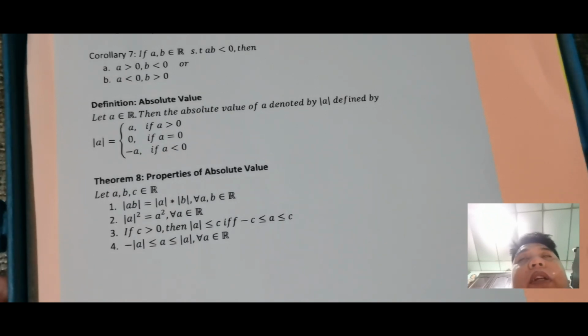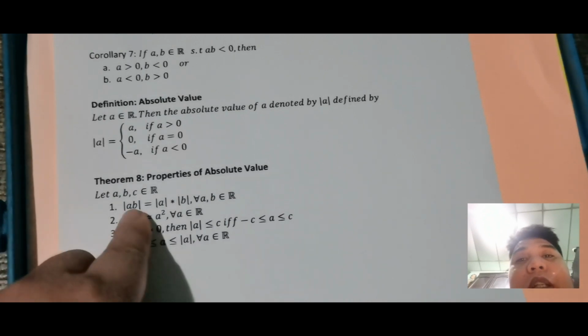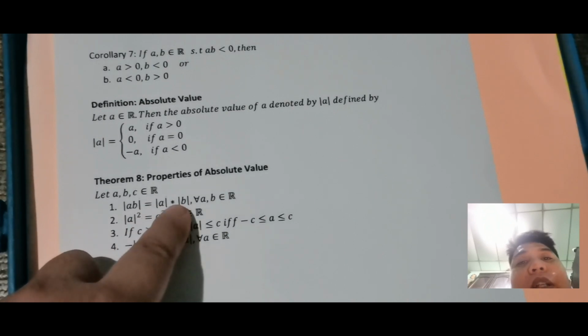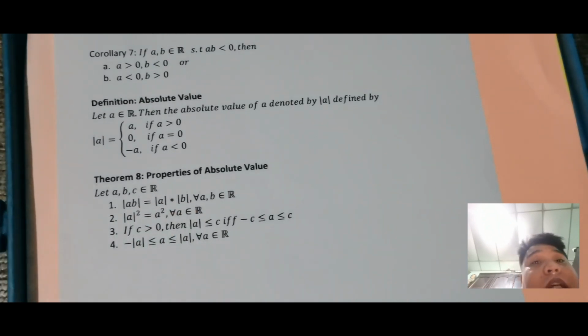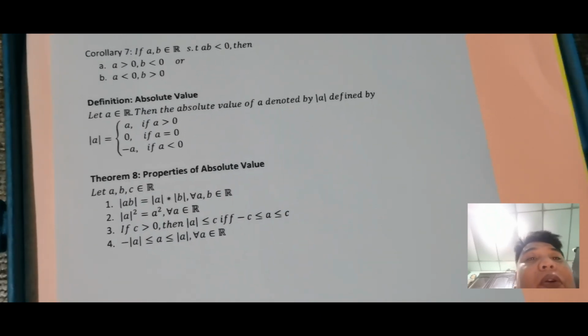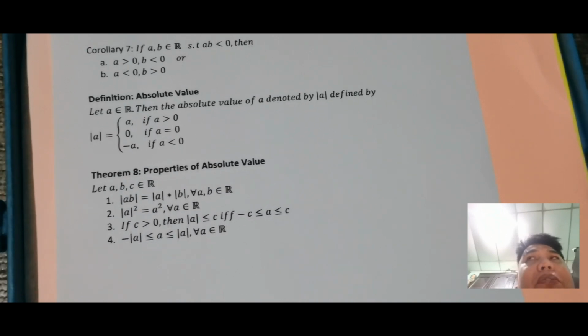The absolute of product is equal to the product of their absolute. So, absolute value ng AB is equal to absolute value of A times absolute value of B for all A and B element ng real number. So, number 2. Yung absolute value of A squared is equal to A squared for all A element ng real number. So, ang obvious naman yan, in absolute value mo, A squared mo, equal pa rin yan dun. Okay, then number 3, medyo importante yan.